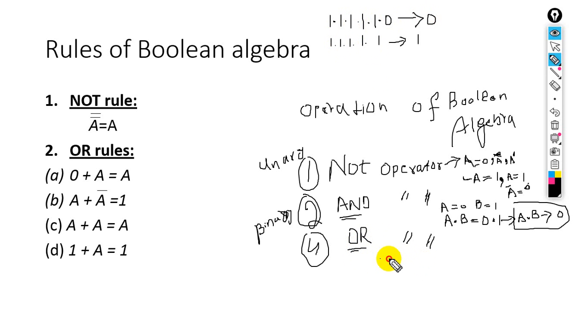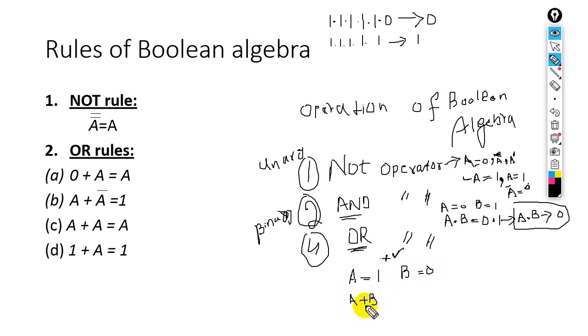Next we have the OR operation. We represent this with the plus sign. So what are the characteristics of this OR operation? Here we have, for example, a equal to 1 and b equal to 0. What will be the OR operation? We say a or b. We cannot say a plus b, that would be wrong. The correct pronunciation is a or b.